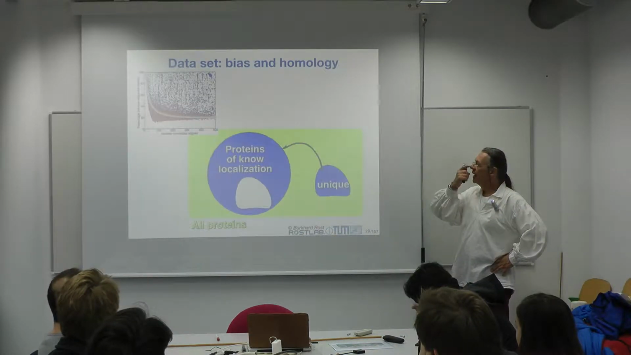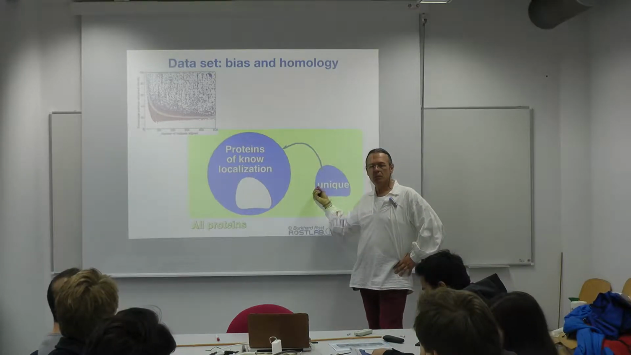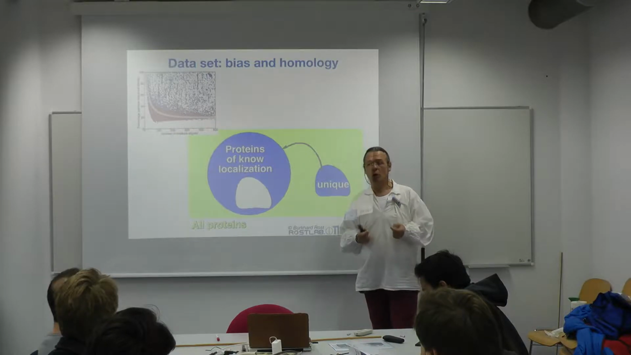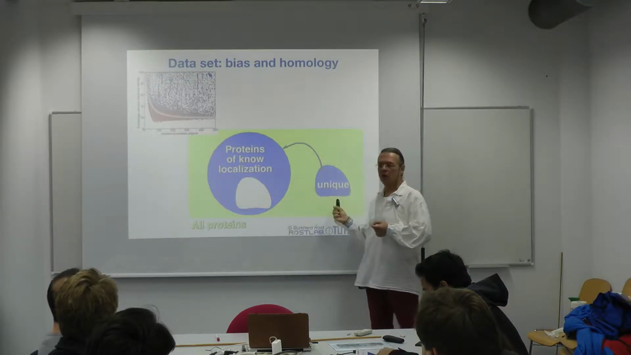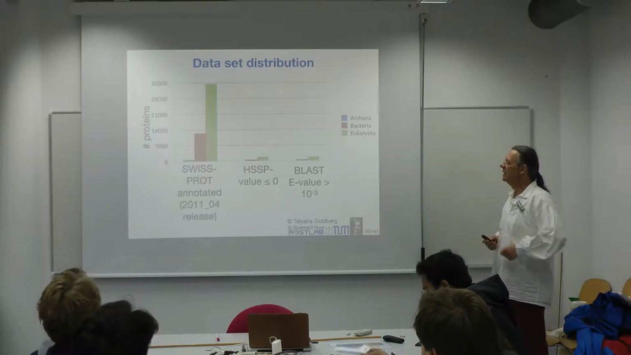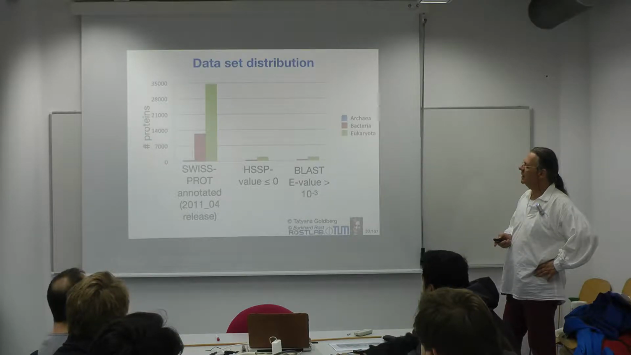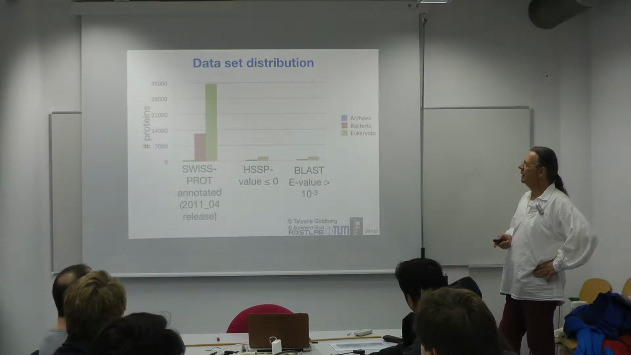Homology-based inference. That means that when we apply this method, we want to be able to work on proteins for which homology-based inference does not work. That means we have to cut out a sequence non-redundant data set. And this is how the numbers suddenly melt, so to speak.